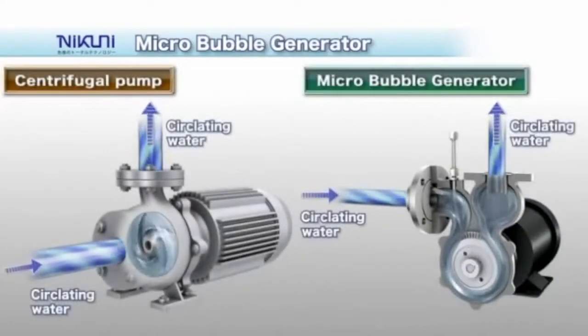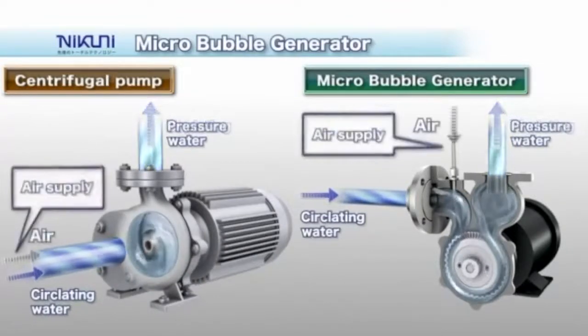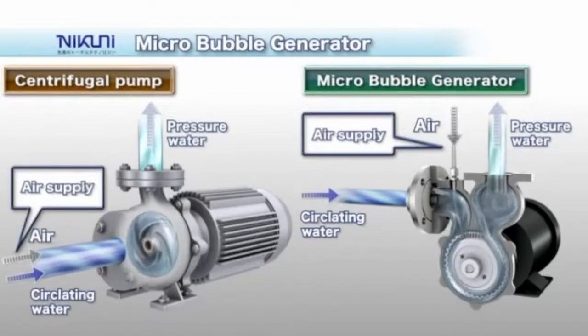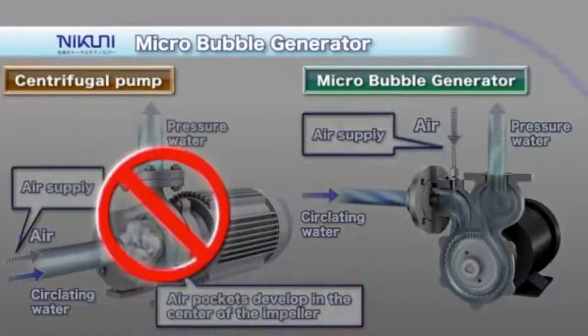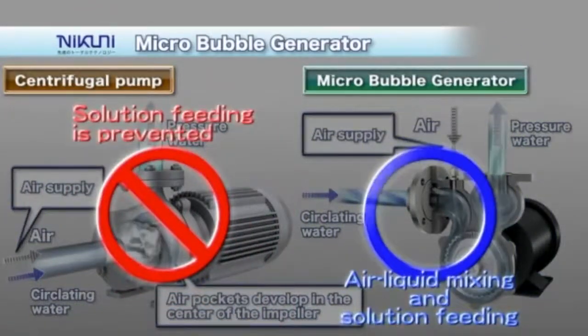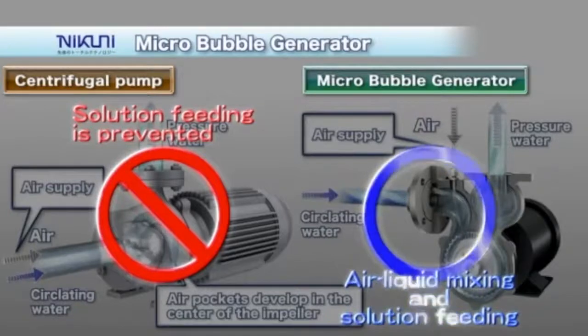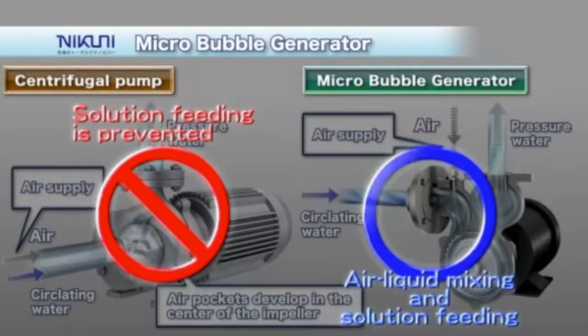With conventional centrifugal pumps, when the gas is introduced into the suction fluid stream, air pockets form, making it impossible for them to go into solution. The Nikuni KTM microbubble generator uses a turbine mixing impeller to dissolve the air that has been drawn into the suction port and then feeds the solution continuously under high pressure to your process.